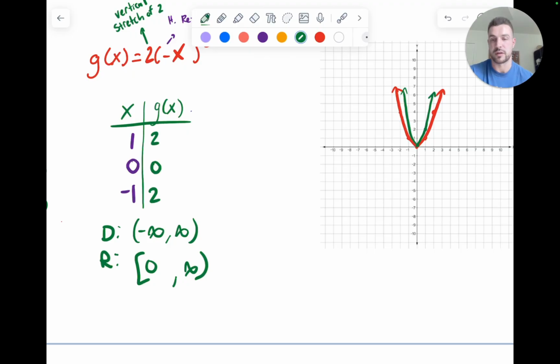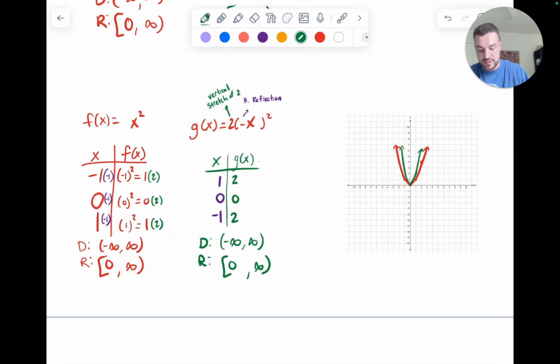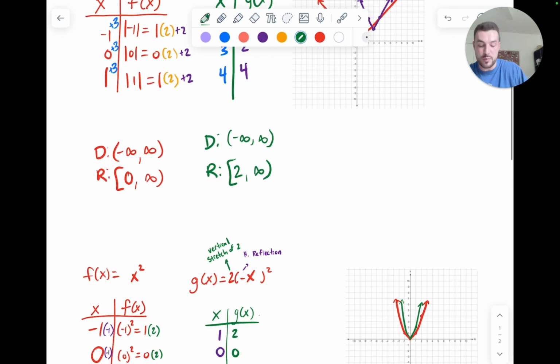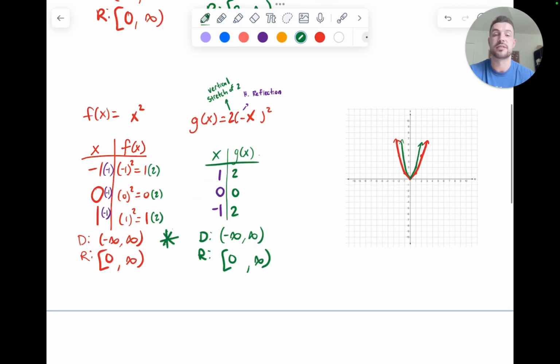Now, one thing you might have noticed is that the domain of absolute value and domain of quadratics are always going to be -infinity to infinity. That's always how it works. And essentially the reason behind that is you can always plug in any x value you would like to a quadratic and absolute value function. There is no restrictions on what you could plug in.